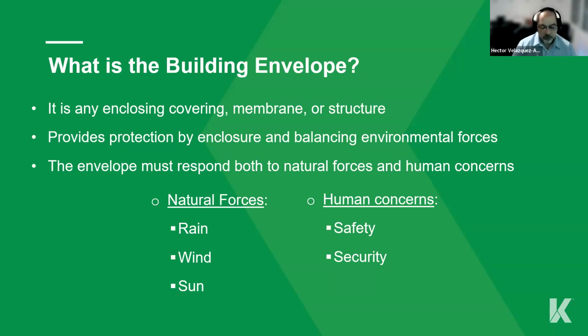So what are natural forces? It is going to be rain, wind, sun. In Florida, we get all of them, including our hurricanes, right? In other areas like California and New York, we have earthquakes. In other areas, you get tornadoes. So you have a range of things that an envelope has to support.